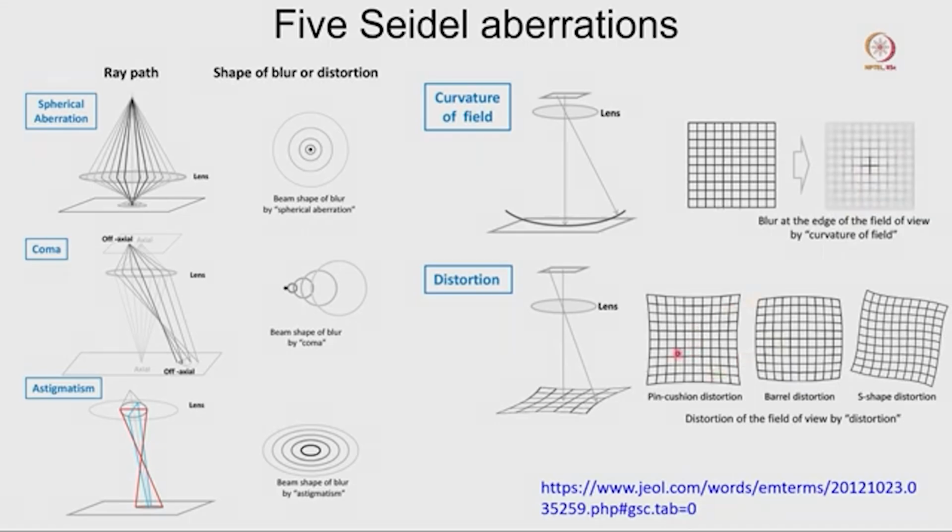We already discussed that: pincushion distortion, barrel distortion, or S-shape distortion. So those are the distortions involved with the electron microscope. Most of the time we have to correct those distortions when we do the actual imaging.